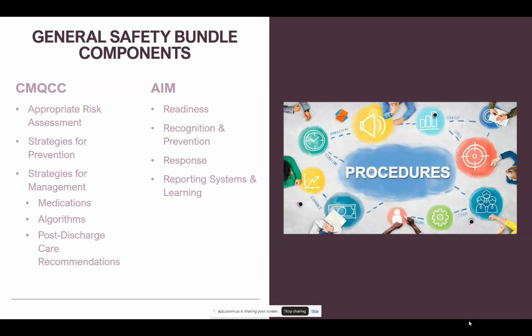But from CMQCC, if you were to dig into their bundle, the first part is appropriate risk management assessment. Next is how do we prevent that clot from happening in the first place? And then what are strategies for management once we do have either high risk or components of signs and symptoms of having a clot formation. So the review on all the medications, review on the algorithms, and what are the post-discharge care recommendations.